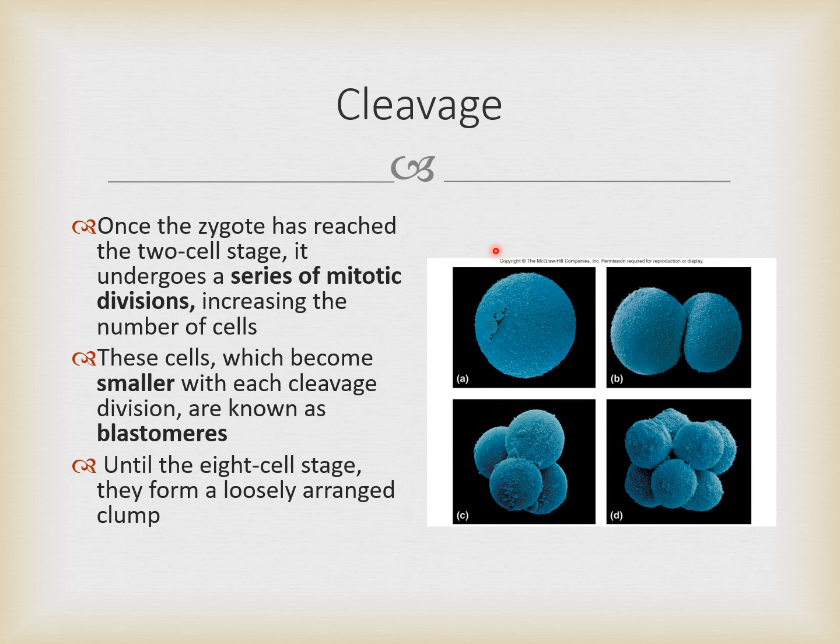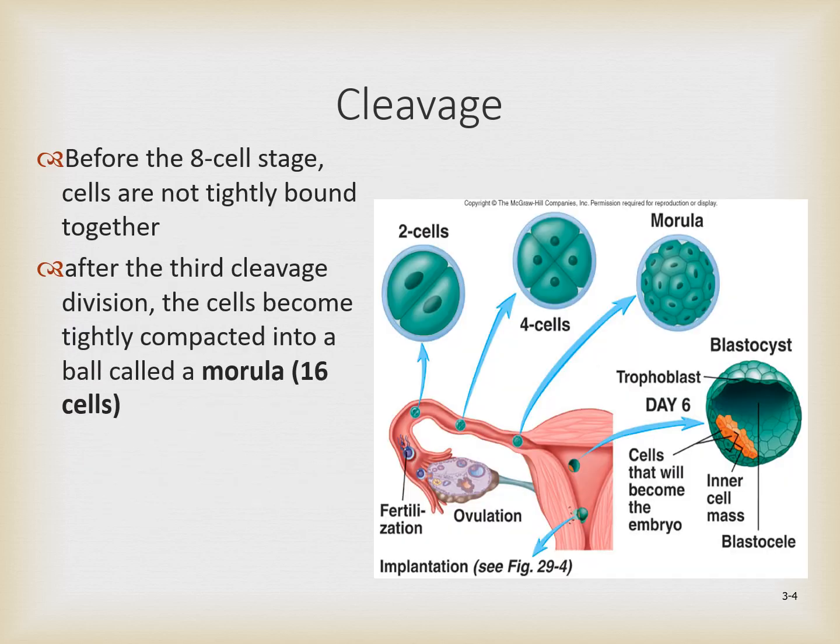You know that after fertilization, a zygote is formed which undergoes a series of mitotic divisions, and the smaller cells which are formed after mitosis are known as blastomeres. Until the 8th cell stage, these cells are loosely arranged in the form of a clump. But when they reach the 16 cell stage, they are known as morula, and now they are a compacted ball of cells.